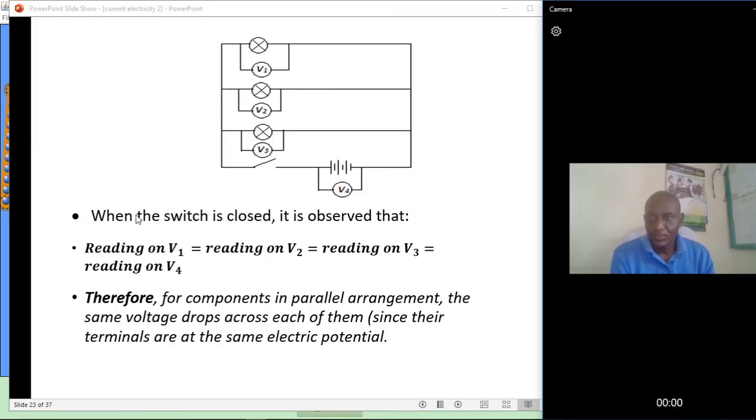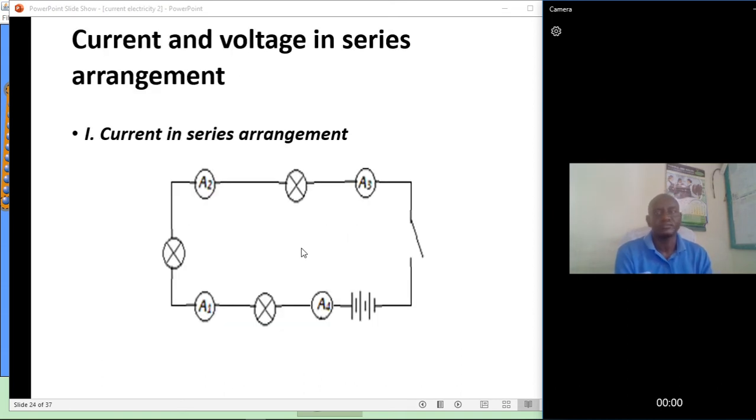Say that when the switch is closed, it is observed that V1 is equal to V2 is equal to V3 and is equal to the voltage that is coming from here. Therefore, for components in parallel arrangement, the same voltage drops across each of them since their terminals are at the same electric potential.